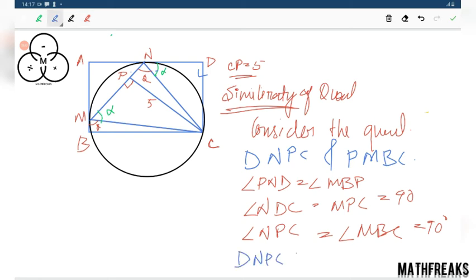DNPC is similar to, not triangle, quadrilateral PMBC, by the angle criteria. All the angles are the same, so the quadrilaterals are similar. Do not go for the SAS criteria like that. They are not valid for quadrilaterals. Just angle consideration is valid for all polygons. During similarity we have discussed: if corresponding sides have a fixed ratio, or corresponding angles are equal, then all polygons of such kind are similar to each other.